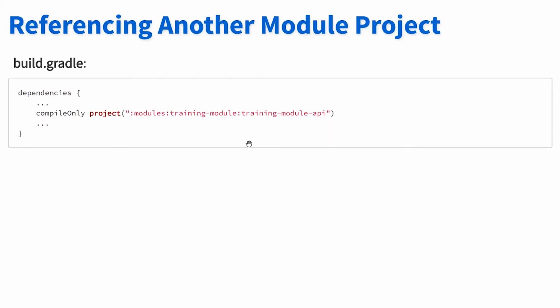You can do that very simply within your build.gradle. What you'll need to do is have compileOnly followed by project, following the syntax that you see here. You'll then provide the path to that specific module project. In this case, within the modules folder, inside the training module project, we'll have a Liferay module called training-module-api that we are bringing into our current project, whatever that might be.